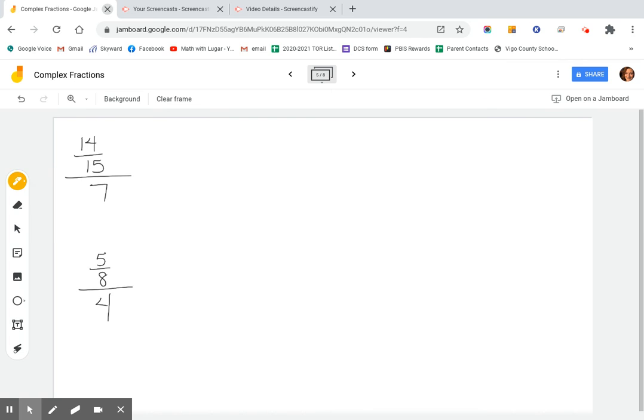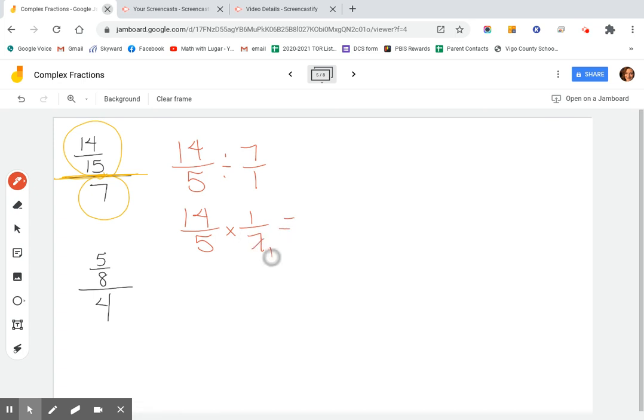Here's what happens when the number on the bottom is a whole number. Still identify the one that's bigger. Circle everything on top one time, everything on bottom one time. So it's kind of like an upside down snowman. Take the 14/15 divided by 7, but that's really 7 over 1. You still need to keep it, change it, and flip it.